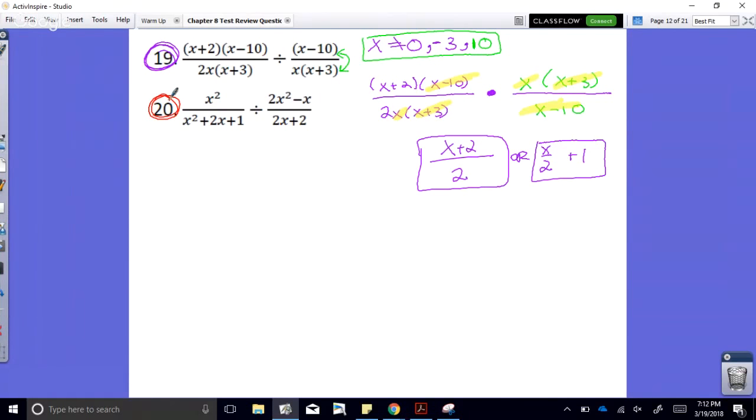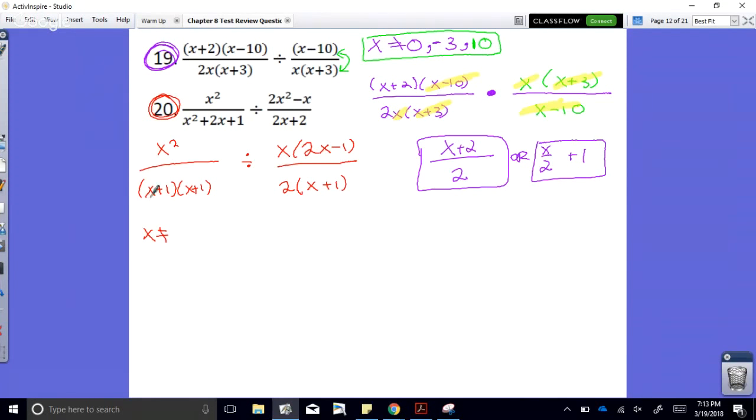Okay, 20, same thing, but this time we actually have to factor. So we'll go ahead and we'll factor. I have an x squared. Factors of 1 that sum to give us 2. Well, that's x plus 1 times x plus 1. I have divided by. The top here, I can factor out a GCF of x. So I have x, and I'm left with 2x minus 1. In the bottom, I have a GCF of 2, so I have a 2 times an x plus 1.